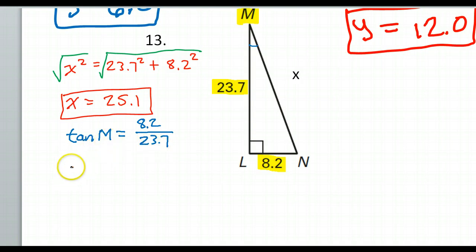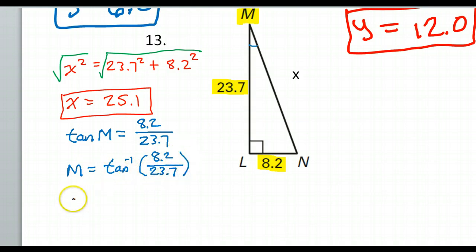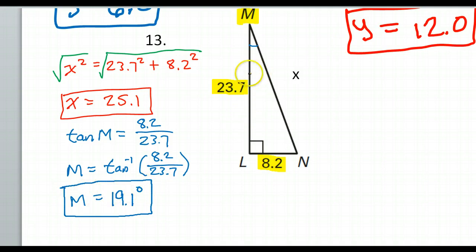Okay, now if I want to find angle M, I will do the inverse tangent. So it'll be inverse tangent of 8.2 over 23.7. That will find this angle for me. And I can just put this in my calculator. And I got 19.1 degrees. All right, so that is the measure of angle M. Now I could do 90 minus this, and that would find angle N for me. I'm going to go ahead and just do it all over again though. But you could do 90 minus this to check your work.